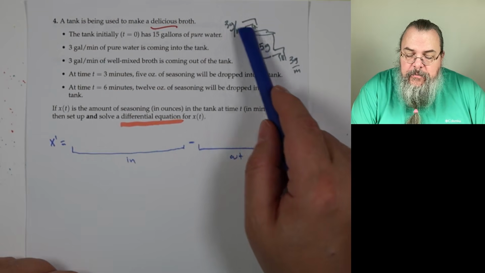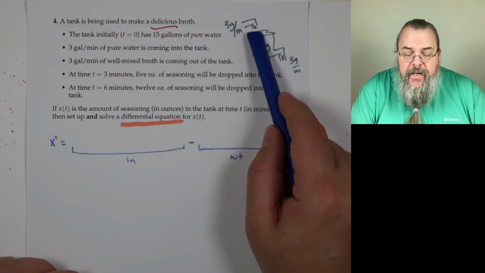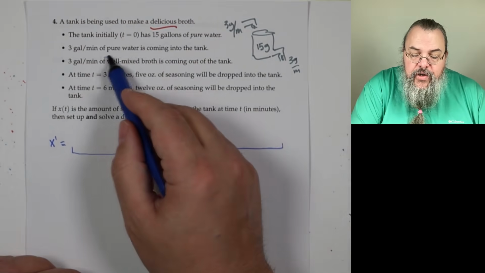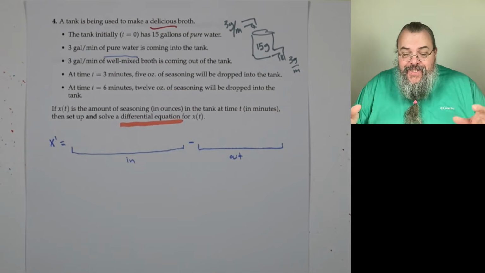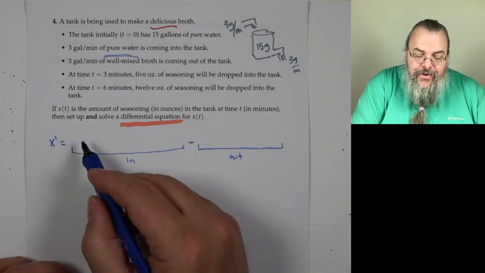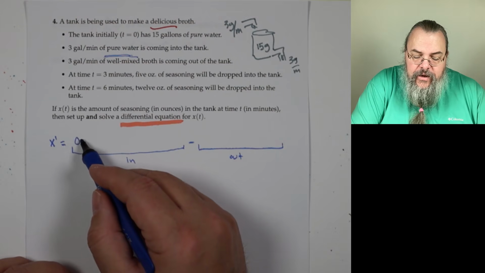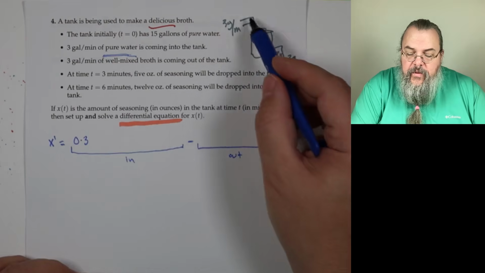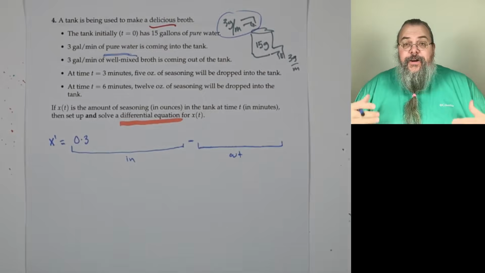Well, there's a couple of places it could come from. Does anything come from the inflow? We have a rate of 3 gallons per minute, but what do we know about what's coming in? What's coming in is pure water. Pure water means no seasoning. It tastes like water. So we have 0 ounces per gallon times 3 gallons per minute. So this is coming from this piece right here. So that's the 0. All right, good.